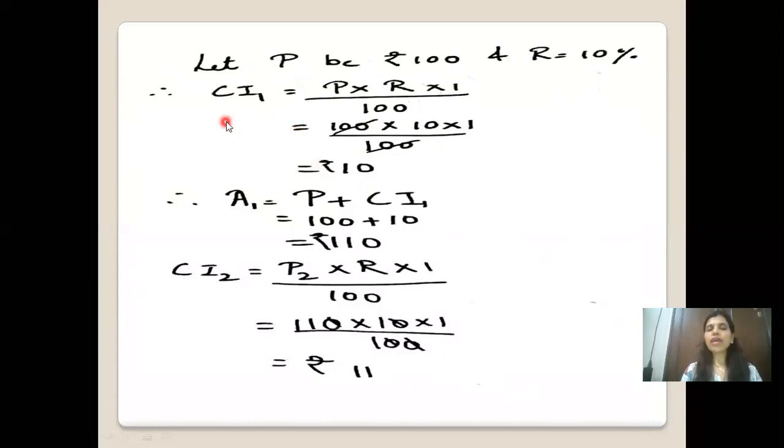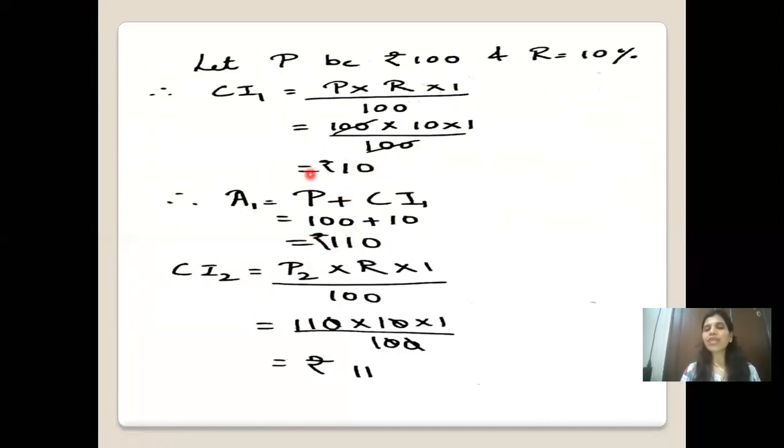So once you substitute the value of R, when you multiply, you will get 10 as the value for CI. So once you get the value for CI, you will add it to the principal amount and you will be getting the amount for the first year. So that is 100 plus 10, that is 110. So 110 is the amount 1. Now once you get this amount 1, that becomes the principal for the next year, because see what is given to you is CI2 and CI3. CI1 is not given to you. So this particular value 10 is of no use for you.